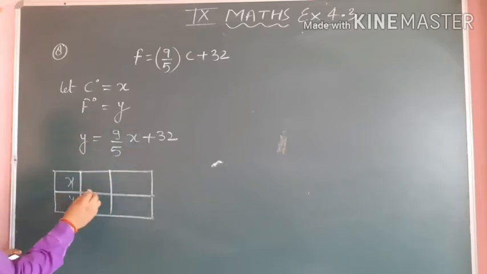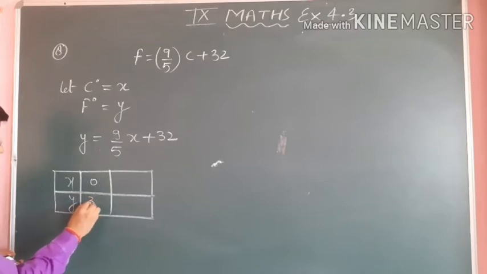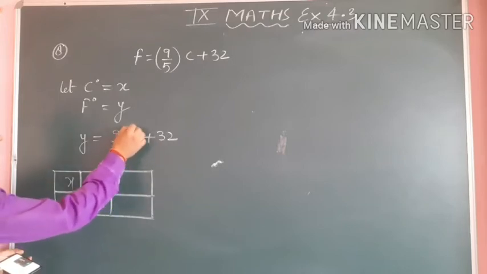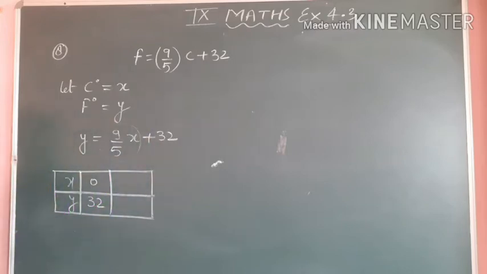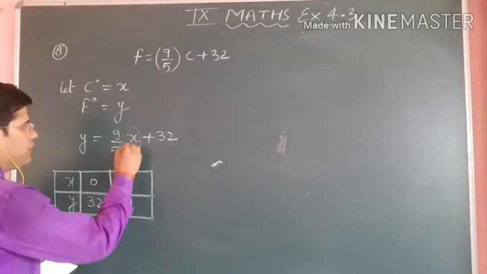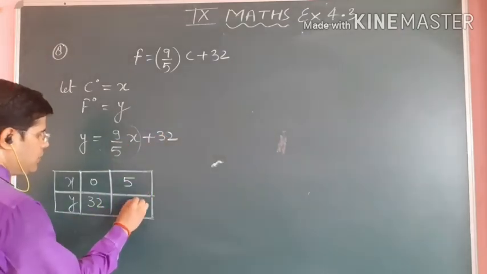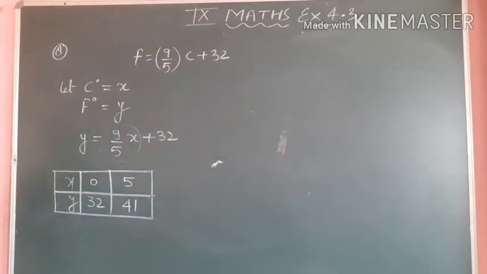So put x equal to 0. When we put x equal to 0, then y equals 32. Why 32? When we put x equal to 0, that will be multiplied and give you 0, and after that the 32 remains. So we can write (0, 32). Now put x equal to 5. Now 5 into 5 is going to cancel, 9 plus 32, 41. So here we have two values.